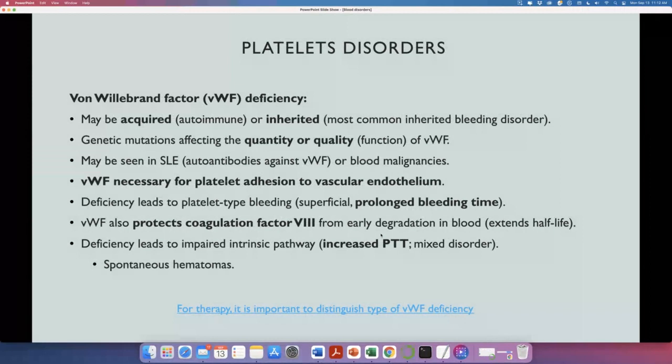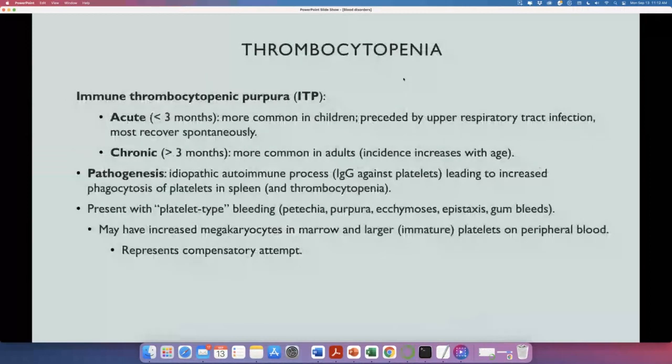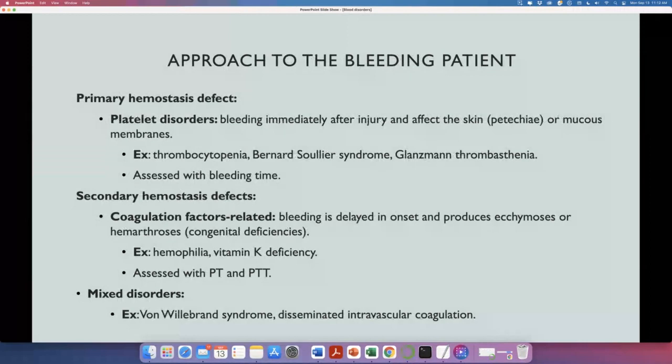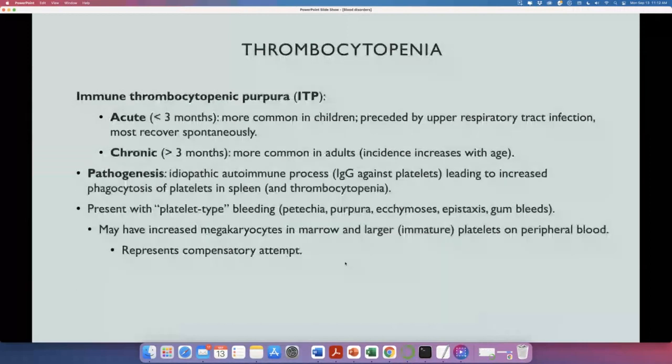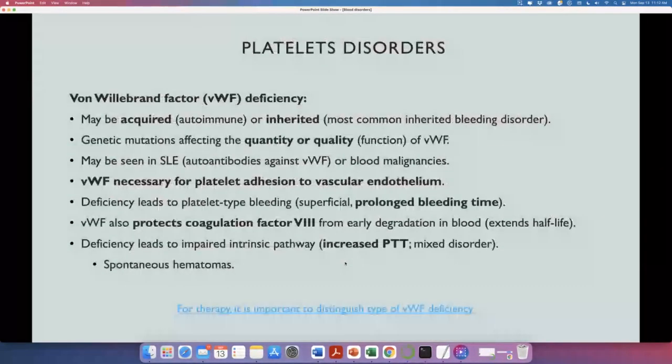Those are conditions that we normally have to use to differentiate von Willebrand factor disease or von Willebrand factor deficiency from other types of disorders. Von Willebrand factor deficiency typically presents as a platelet disorder, but may present as a mixed disorder, as we have it here. And we are going to try to understand why.